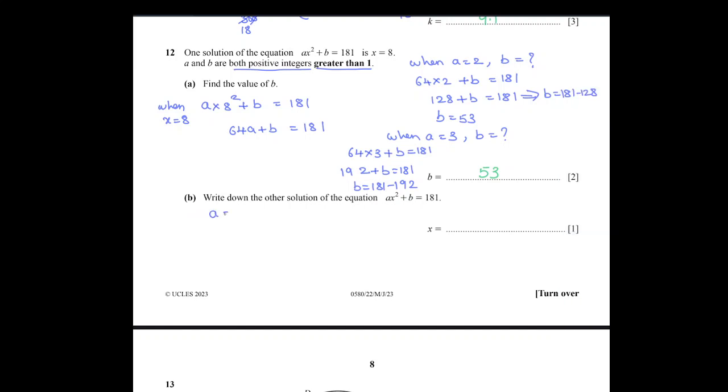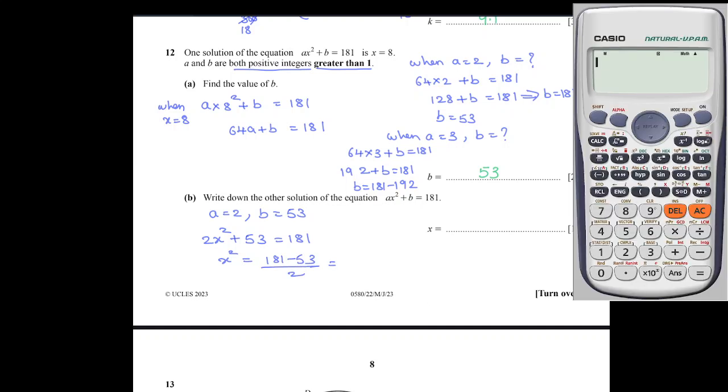So a is equal to 2 and b is equal to 53. Use this here. So 2x square plus 53 is equal to 181. X square will be (181 minus 53) by 2. What is 181 minus 53 by 2? Find out. 181 minus 53 by 2 is 64.